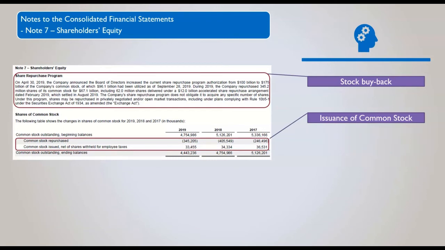In this part of the table, we can see the common stock repurchased and common stock reissued or issued by Apple. So, issuance of common stock includes 33.5 million shares that Apple issued during the period. For instance, this includes the issuance of shares that Apple would have completed for its employee benefit plans.